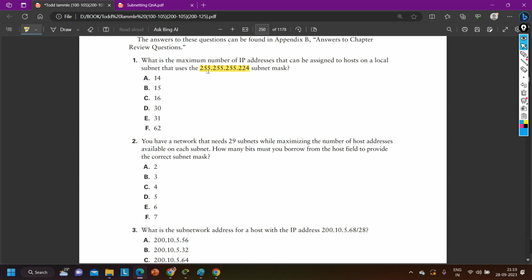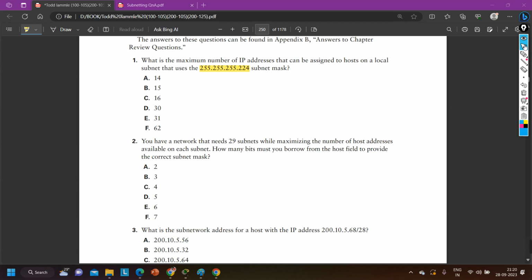If the subnet mask is this one, then what will be the valid number of IP addresses? 30. Yes, 30. How did you calculate it? 255 minus 224.